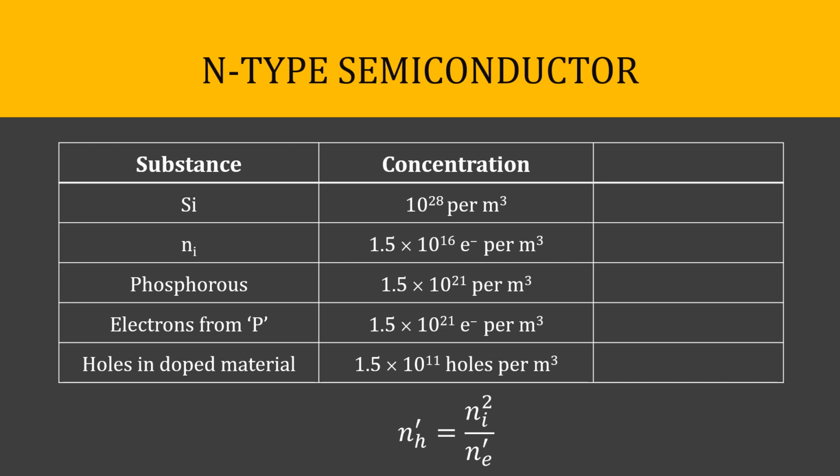And that is why this is called an n-type semiconductor, because the number of electrons is 10 power 21 and the number of holes is 10 power 11. Because the number of electrons is 10 power 21, they are called majority carriers, and because the number of holes is 10 power 11, they are called minority carriers.